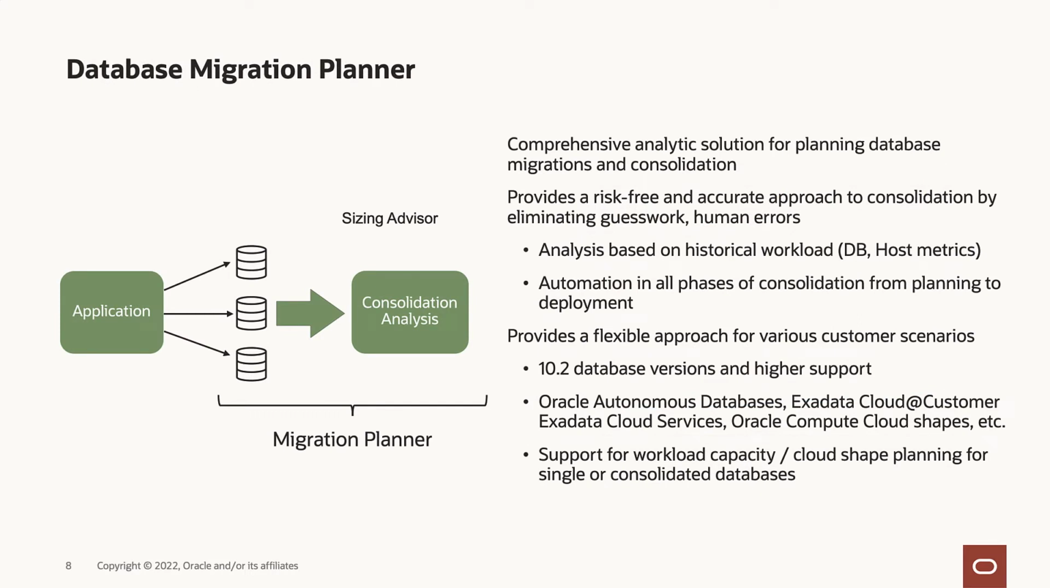Migration Planner is a comprehensive analytic solution for planning both consolidations and single migrations. Analyses are done based on historical data from both the host and the individual database. We collect host and database metrics together with AWR data, and by knowing current CPU, I/O, storage and memory utilization and specs on the current server, we can perform advanced analytic calculations to estimate capacity on new hardware. And this is something that we can do for databases as old as 10.2.